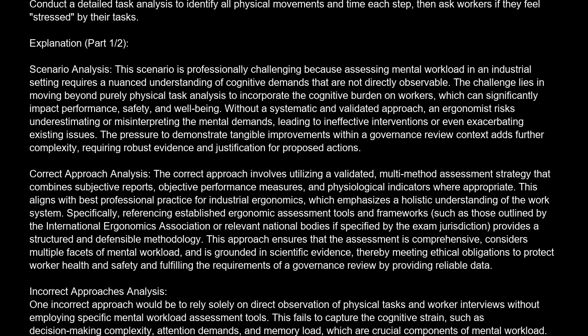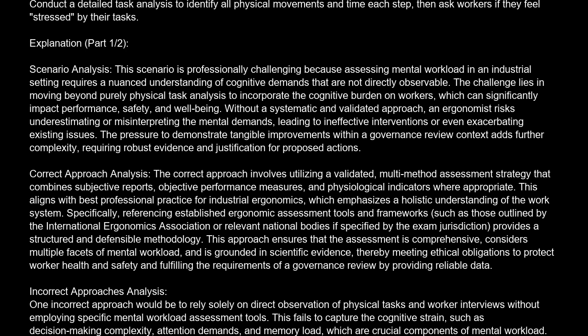Correct approach analysis. The correct approach involves utilizing a validated, multi-method assessment strategy that combines subjective reports, objective performance measures, and physiological indicators where appropriate. This aligns with best professional practice for industrial ergonomics, which emphasizes a holistic understanding of the work system. Specifically, referencing established ergonomic assessment tools and frameworks, such as those outlined by the International Ergonomics Association or relevant national bodies if specified by the exam jurisdiction, provides a structured and defensible methodology.